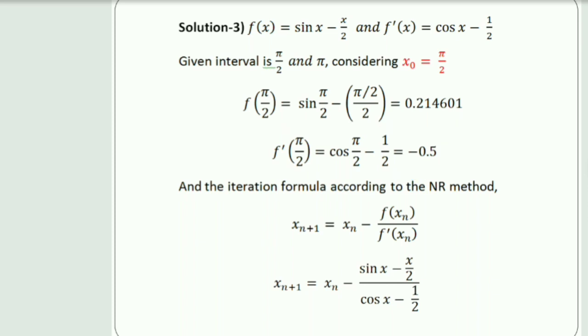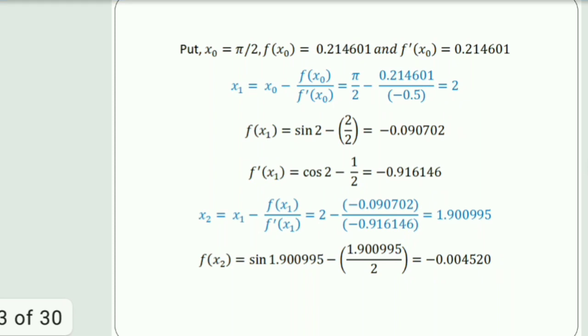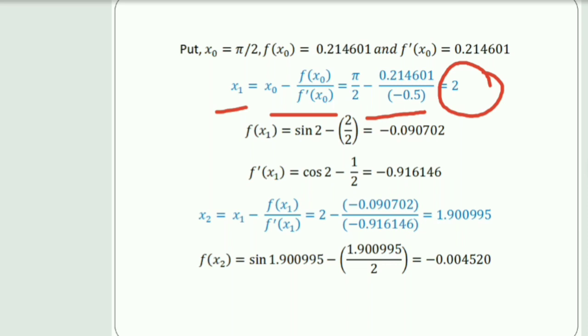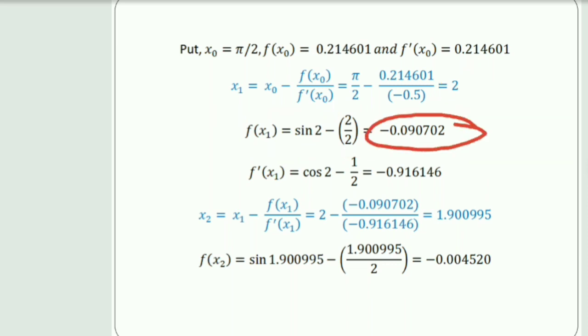What will be the value at the first iteration, that is x1? It equals x0 − f(x0)/f'(x0). By putting in all these values I got x1 as 2. Now what is f(x1)? By putting the value 2 in the equation I got this. As we have seen, this value is not exactly 0, it is near 0, so we need to go for further iteration.